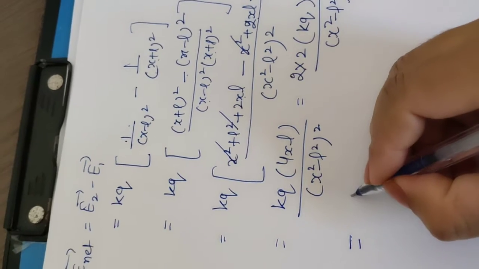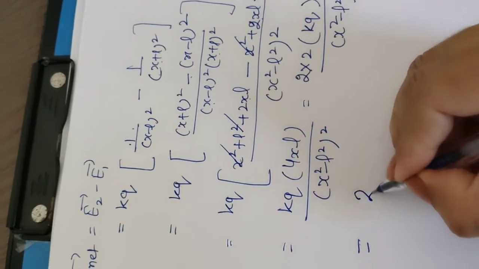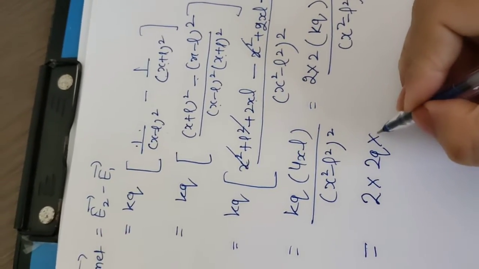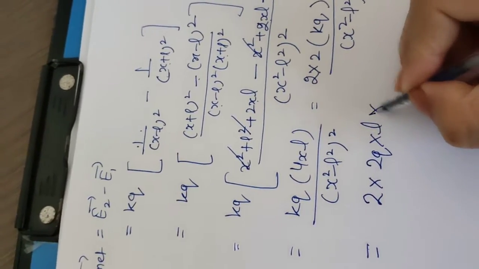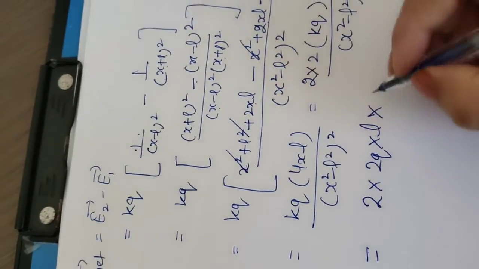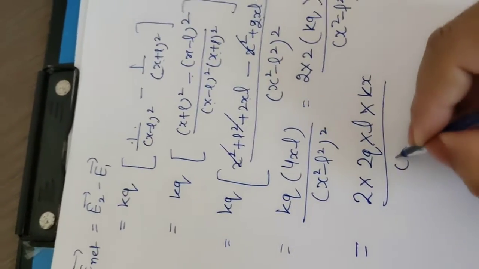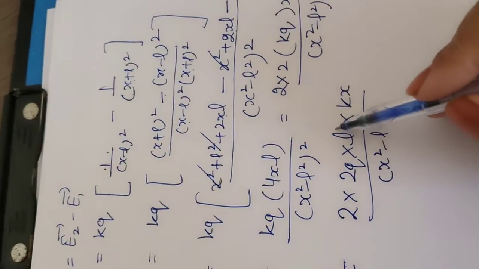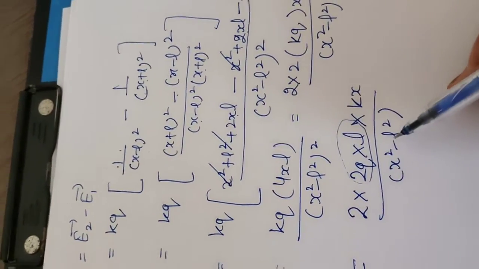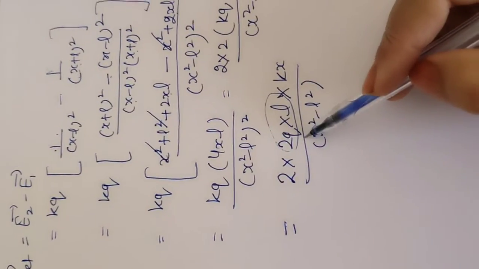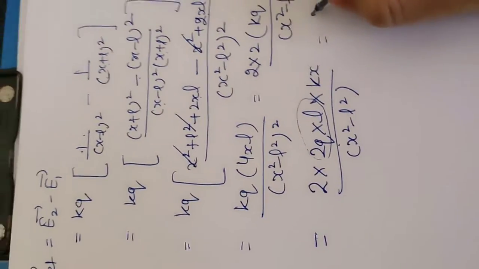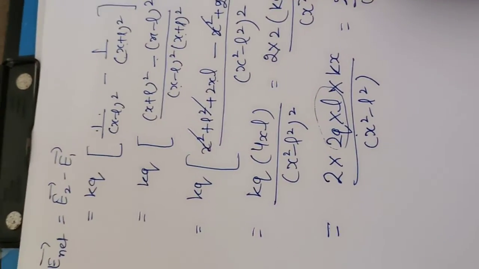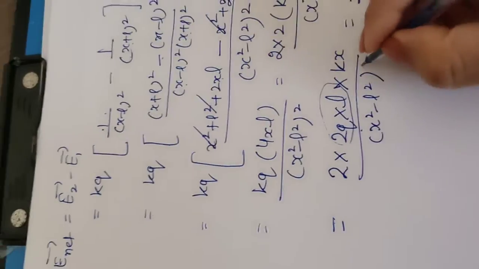Now this will become 2 into 2q into L into k into x upon x square minus L square. The purpose of bifurcation is to introduce the dipole moment quantity in it. So this 2L into q will be p. So finally we will get 2p k into x upon x square minus L square whole square.